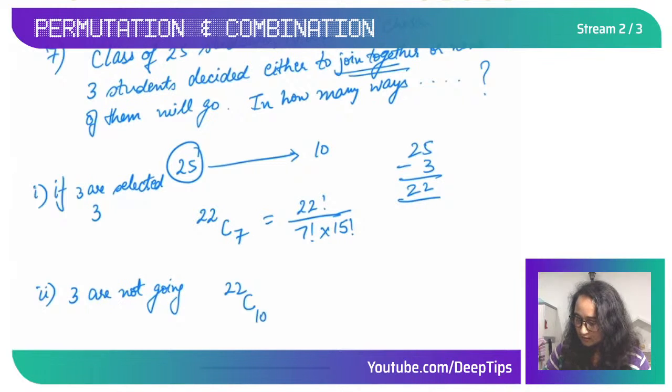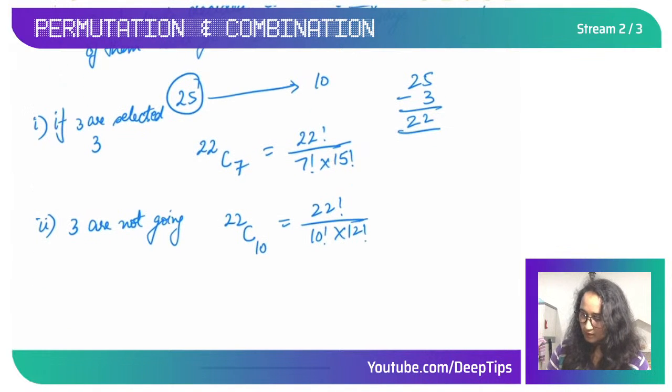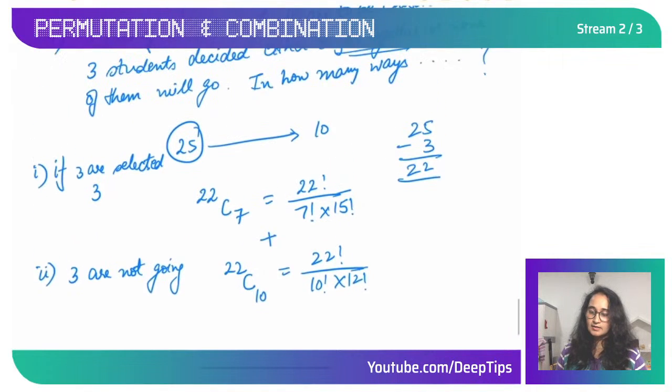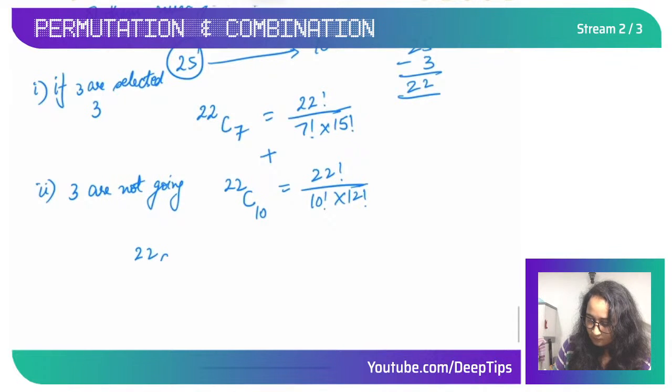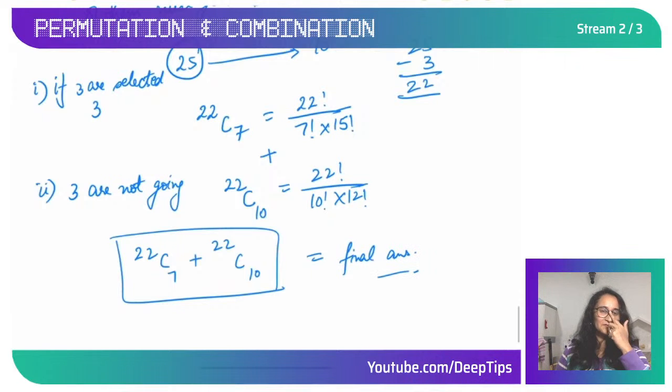So 22 C 10, that means 22 factorial upon 10 factorial into 12 factorial. You will calculate these two. You can do these calculations and then add both the selections, because they are asking in how many ways the selection can be made. So if we calculate these two combinations and add them, we get the final answer. That I'm leaving up to you, a little bit of homework for everyone who is watching this video.